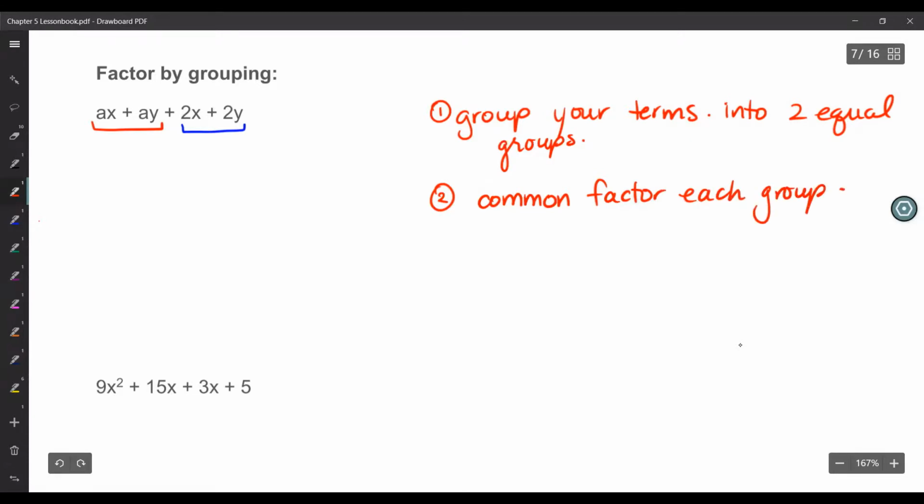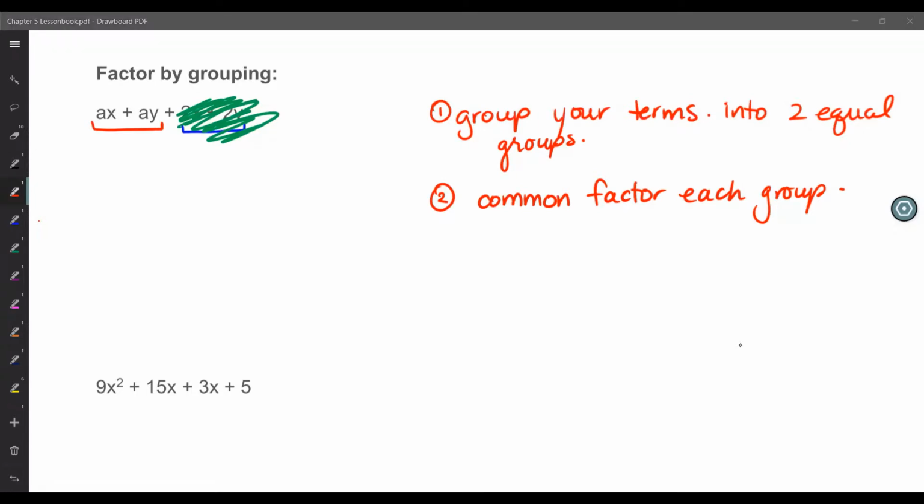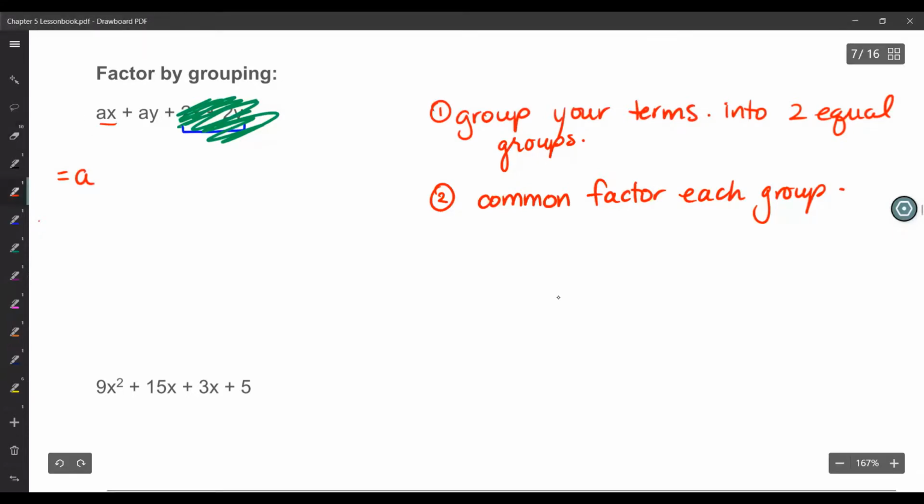So I am literally just going to ignore this group for a second, and I'm going to pretend that I'm just common factoring just this. So out of ax plus ay, what is common here? The a. So I'm going to common factor that out. And when I divide that out from each term, we'll divide a and divide a, and I'll be left with x plus y.